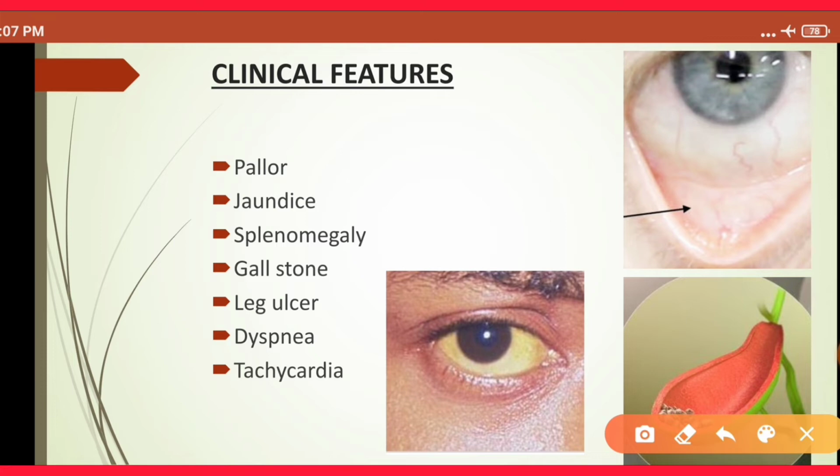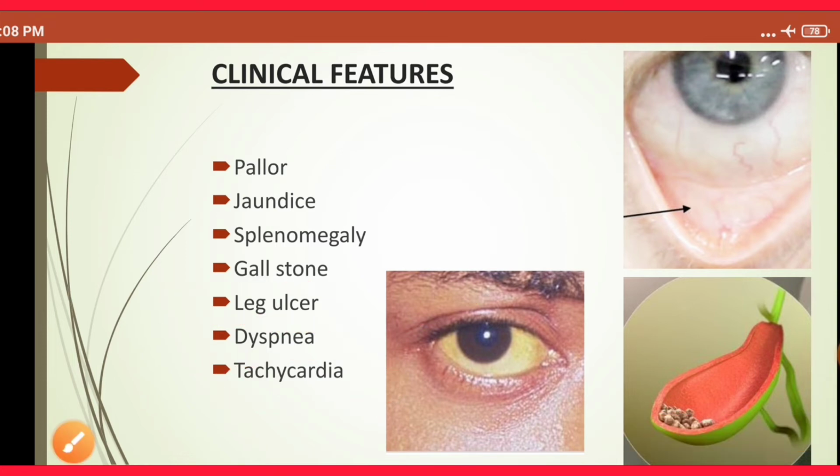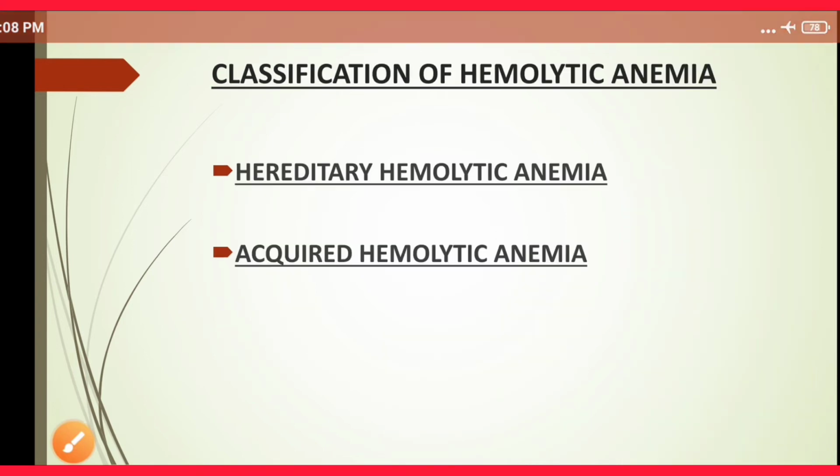sometimes, particularly in sickle cell anemia, you can develop thromboembolism in hemolytic anemia, right? Whenever there is endothelial injury, you are at risk for thromboembolism. So because of thromboembolism, the patient can develop leg ulcers. And because of heart failure and because of anemia, the patient can develop dyspnea and tachycardia. Dyspnea means difficulty in breathing, and tachycardia means increased heart rate. So these are the clinical features of hemolytic anemia.